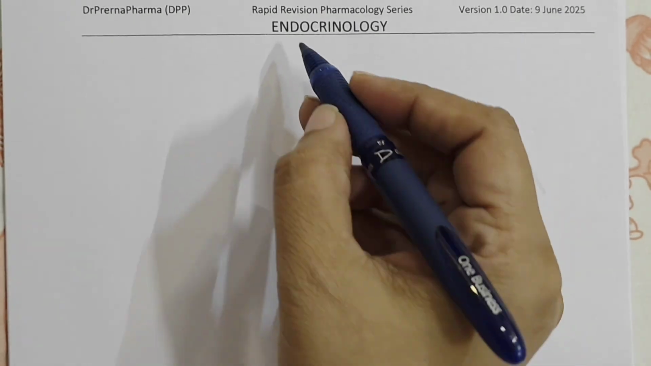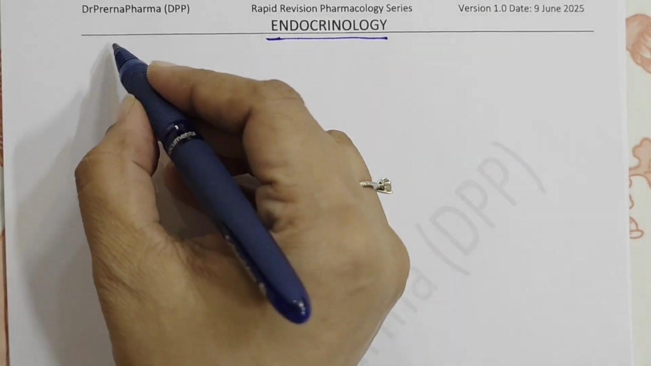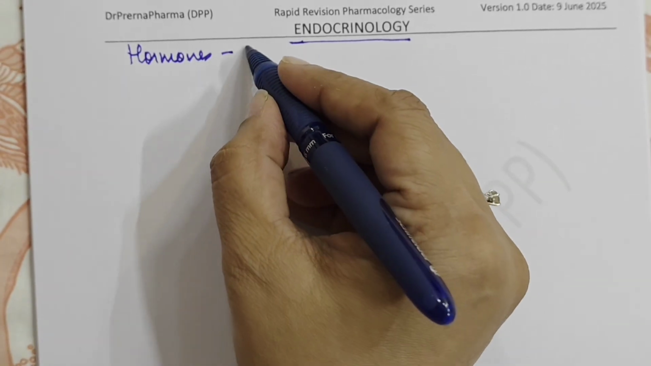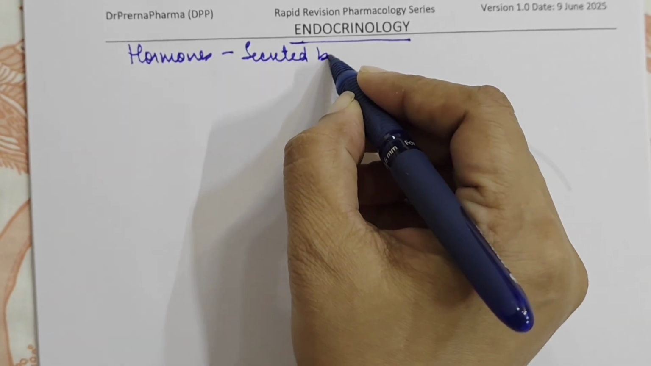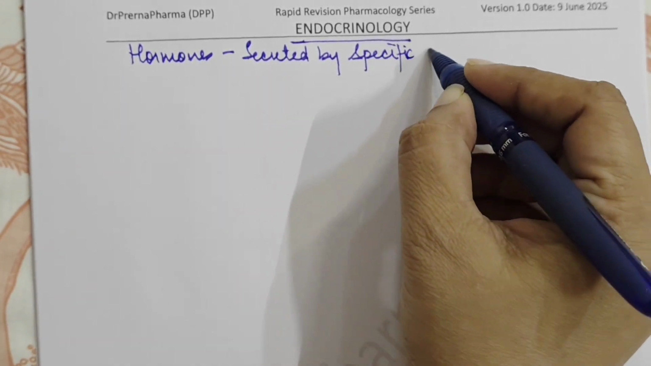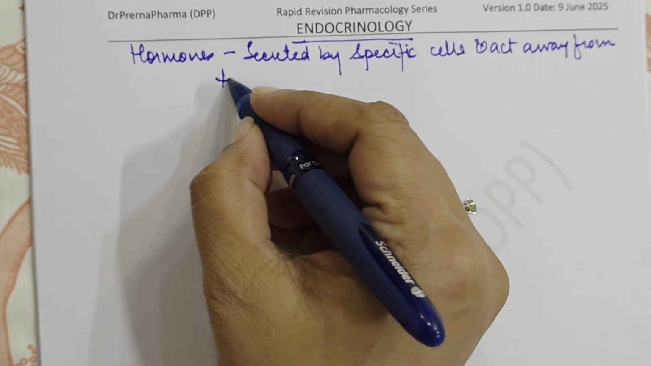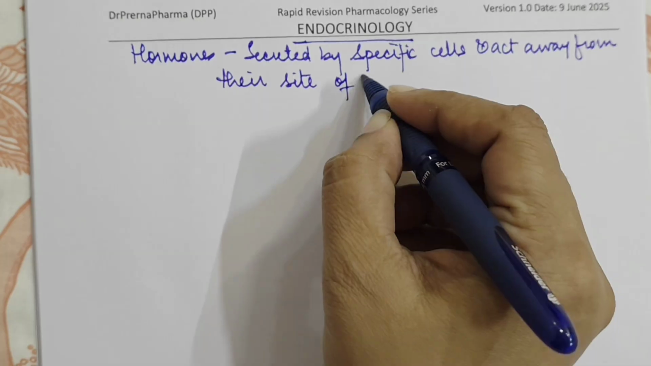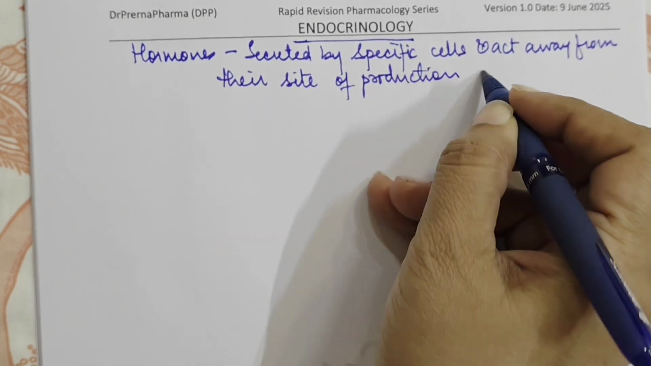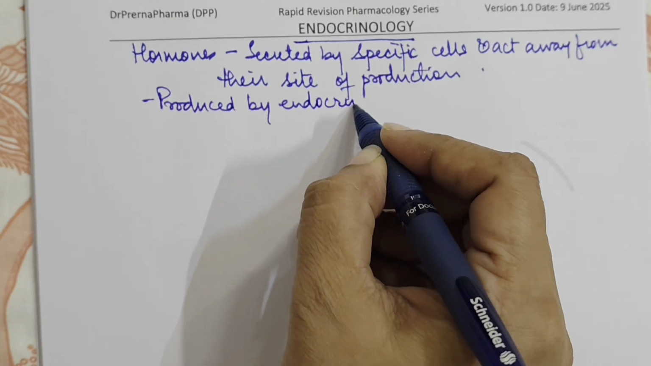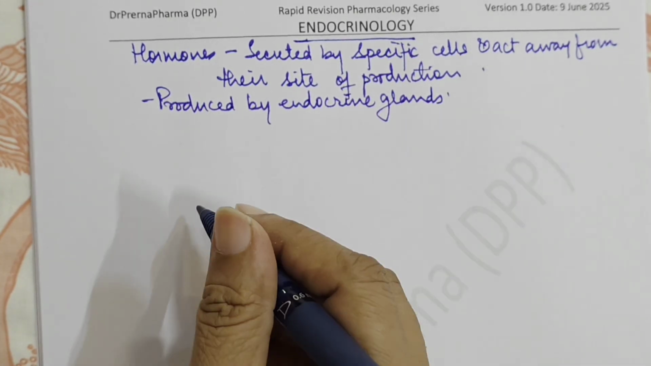So dear students, now in this video we are going to study endocrinology, or the hormones. So starting with the definition. Now what are hormones? Hormones are basically compounds which are secreted by specific cells and then they act away from their site of production. So this is a very specific feature of the hormones, and they are produced by endocrine glands, right? So this is the definition of the hormones.